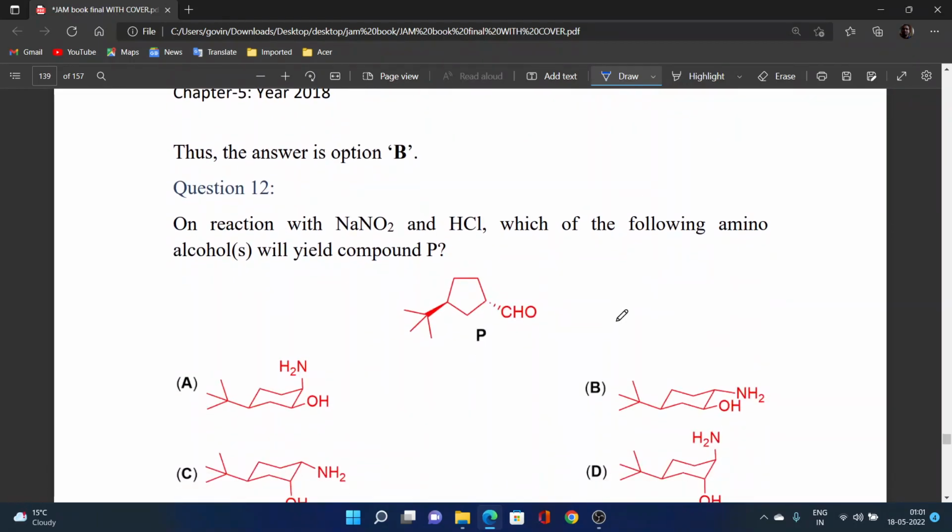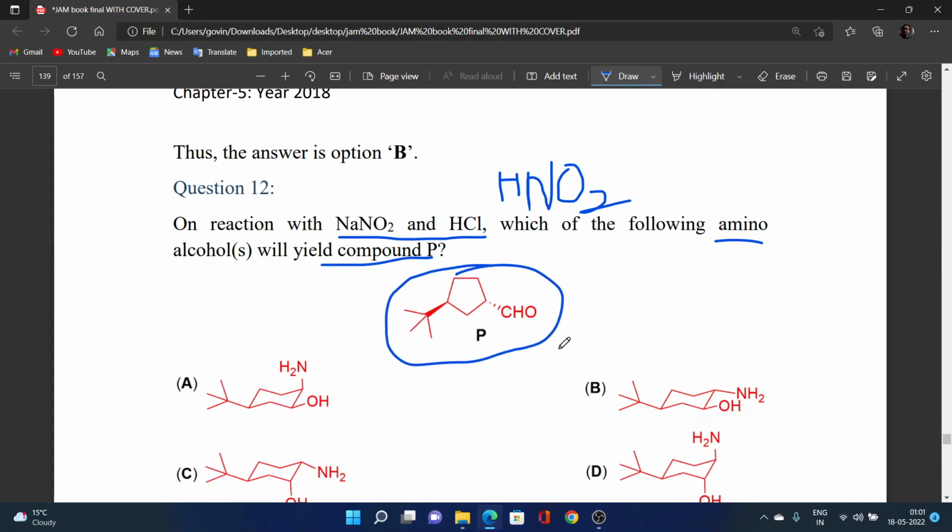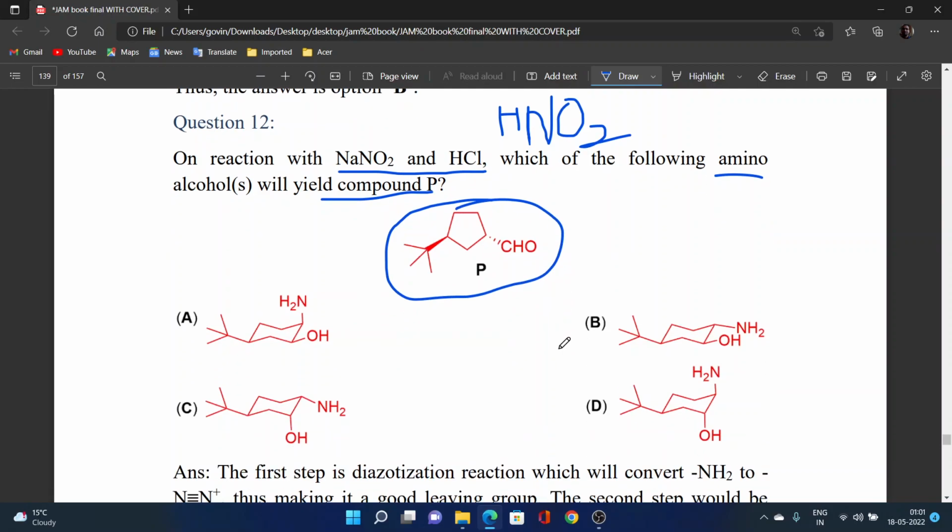Next question. On reaction with NaNO2 and HCl. So we know whenever NaNO2 and HCl they react, they give you HNO2, nitrous acid, okay, and nitrous acid with amines forms diazonium salt. This you have to know, okay. So this is the nitrous acid, which on the following amino alcohols will yield compound P. It is saying this is the product which is formed. They are asking which are the reactants which will give it. So A, B, C or D.